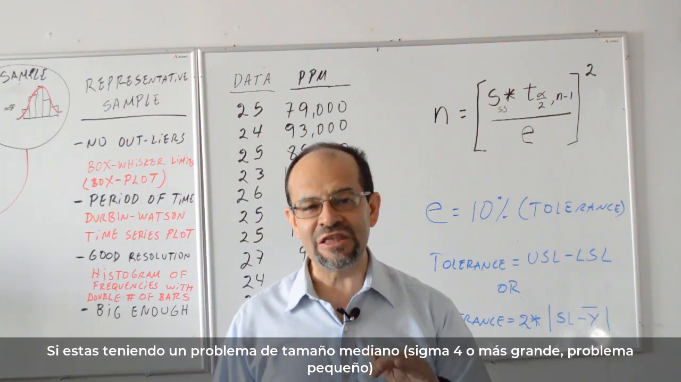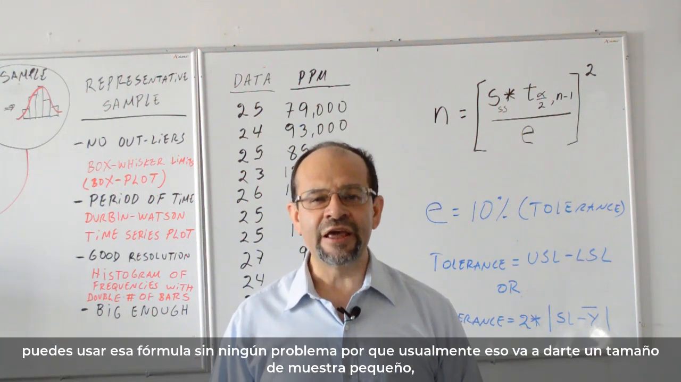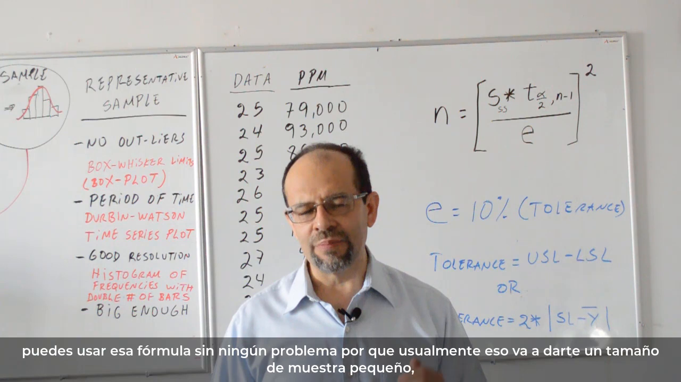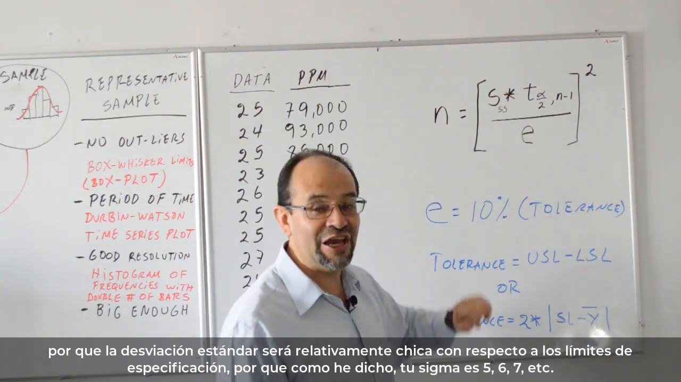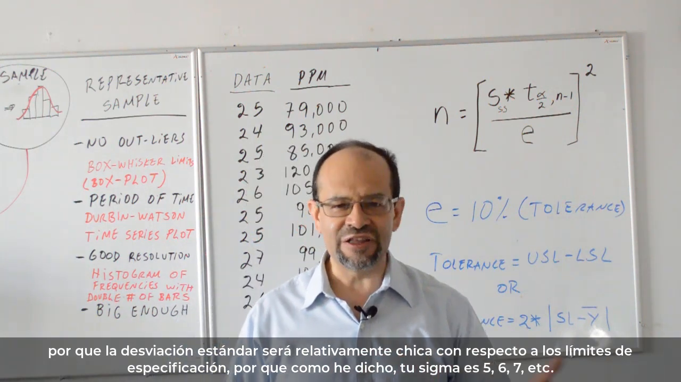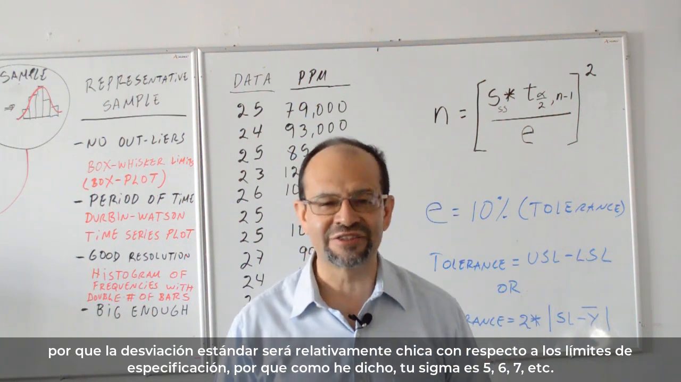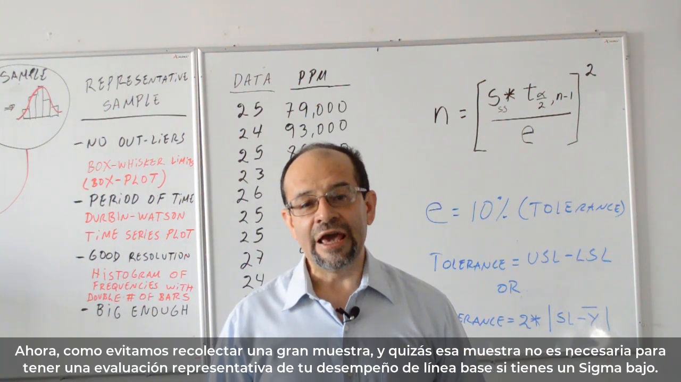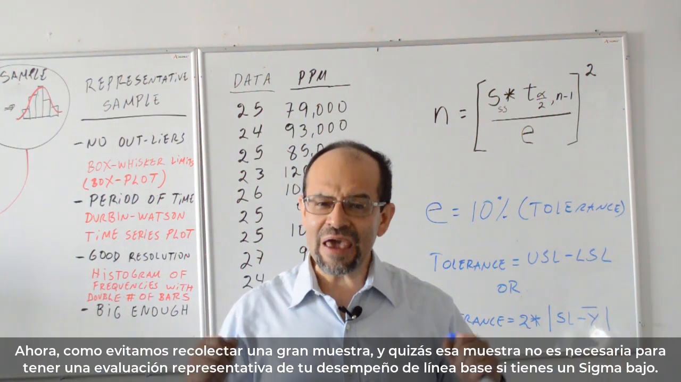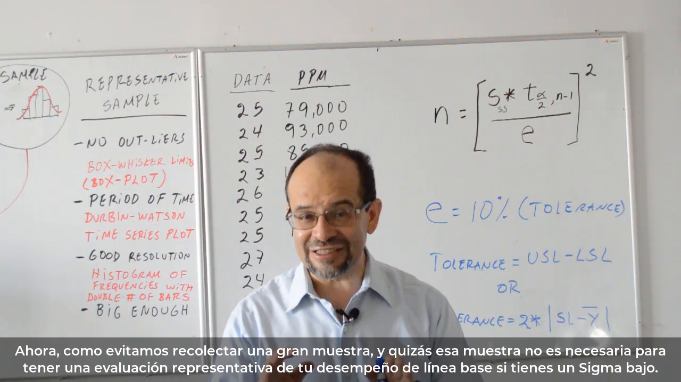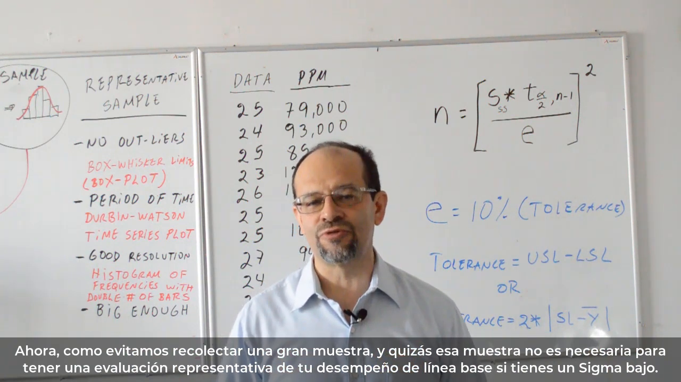If you are having a medium-sized or small problem, sigma 4 or bigger, then you can use that formula with no problem, because usually that's going to give you a smaller sample size, because the standard deviation will be small relative to the specification limits, because as I have said, your sigma is 4, 5, 6 sigma, etc. Now, how to avoid collecting a big sample when that big sample is maybe not necessary to have a representative evaluation of your baseline performance.